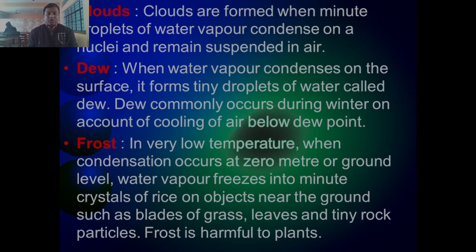So what is frost? Frost occurs at a very low temperature when condensation occurs at zero meter, or ground level. Water vapor freezes into minute crystals of ice on objects near the ground, such as blades of grass, leaves, and tiny rock particles. Frost is harmful to plants. You can see dew and frost in the winter season.